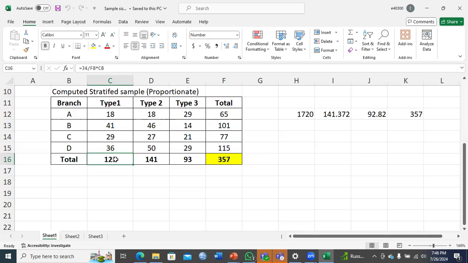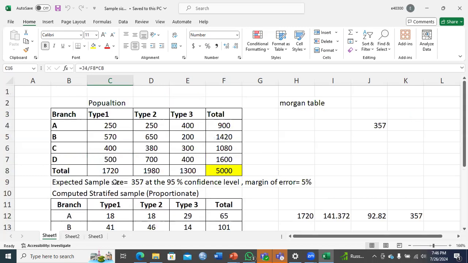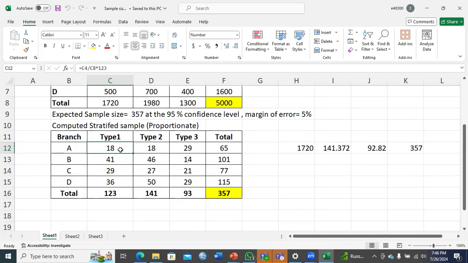First of all, we should take this. Then what is the sample? Here, 18. Apart from this, for the branch A type 1 category 250, within our 357 sample, we are taking 18 respondents to the sample. We are including 18 people in this category. Finally, we have 357 as the size of the sample for our research study.